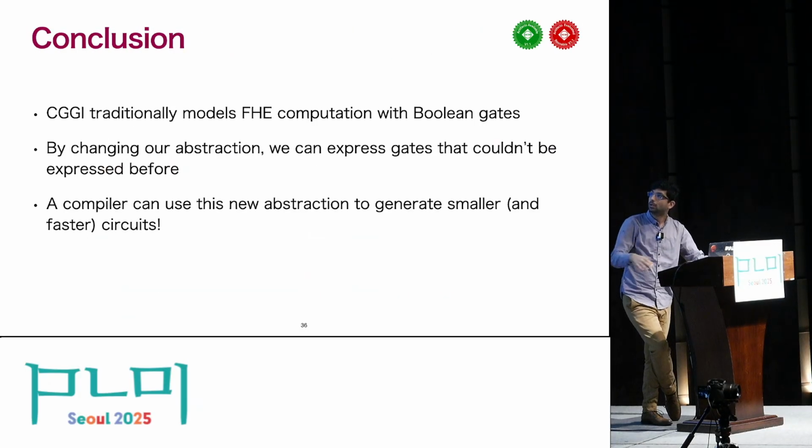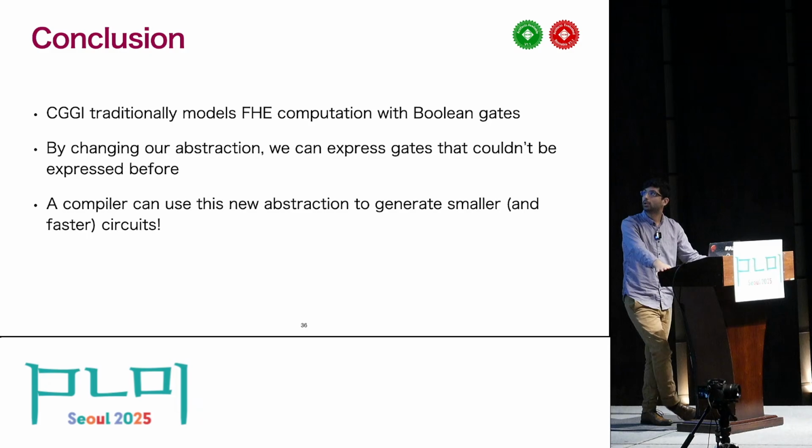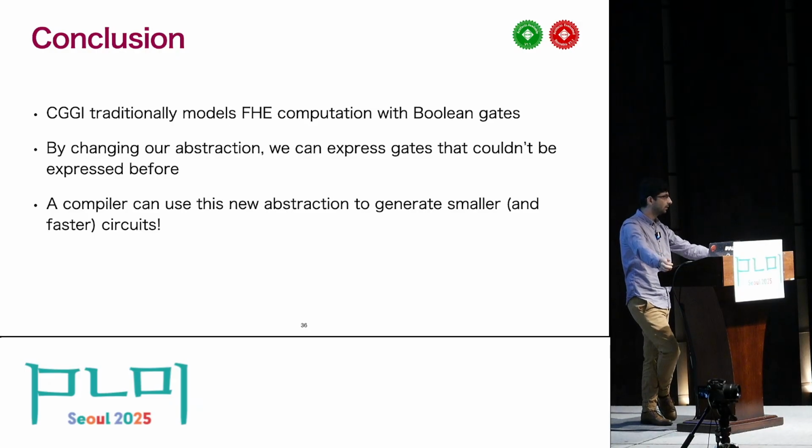So in conclusion, the CGGI scheme traditionally models FHE computation using this Boolean gate abstraction, but we found that by changing our abstraction, we're able to represent gates that couldn't be expressed before, once you fix a lookup table size. In particular, we showed how a compiler can use this new arithmetic lookup table abstraction to generate smaller and faster circuits. With that, maybe I can take questions.